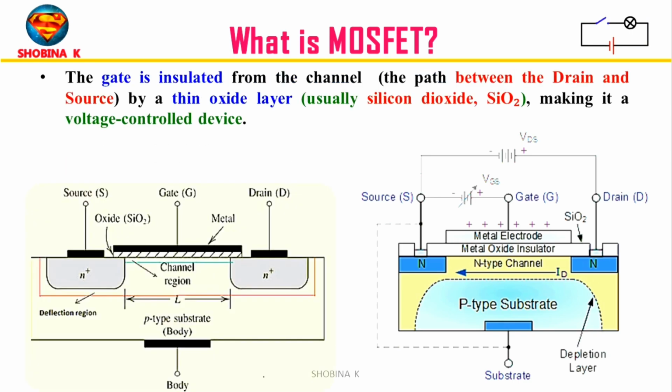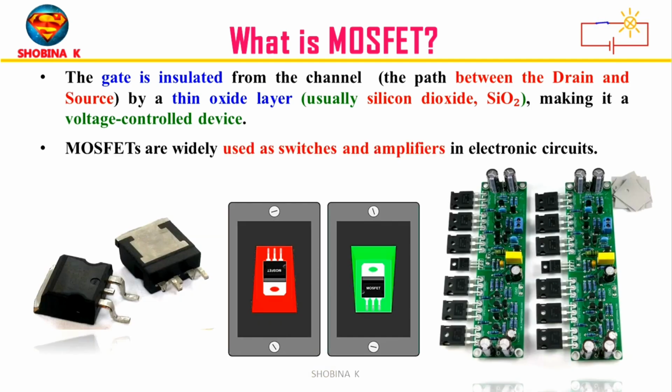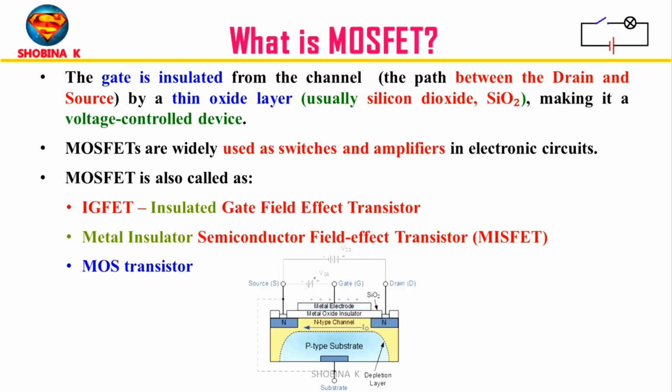The gate is insulated from the current carrying channel by a thin oxide layer. This makes the MOSFET a voltage control device, meaning you can control the current flow between drain and source by applying the voltage at gate. MOSFETs are widely used as switches and amplifiers in circuits because they can handle large current with low power consumption and high efficiency. MOSFET is also called as IGFET, that is insulated gate field effect transistor, because the gate is insulated by an oxide layer.